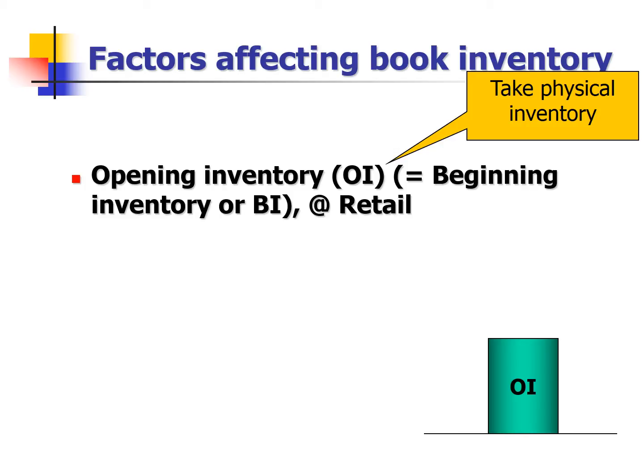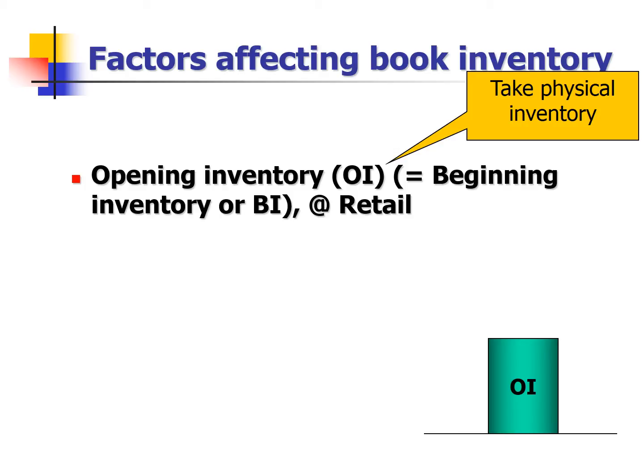The higher the opening inventory, the higher the book inventory is going to be, right? If you had a lot of merchandise, your book inventory is going to go up, because book inventory is nothing but what the record said that you should have. So if your record said you had this high opening inventory, that means your book inventory is high too.